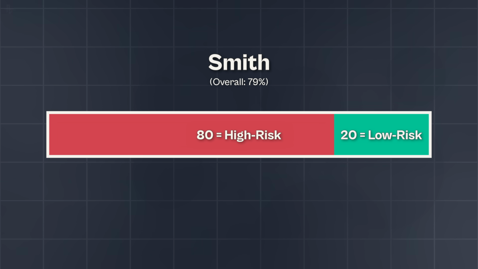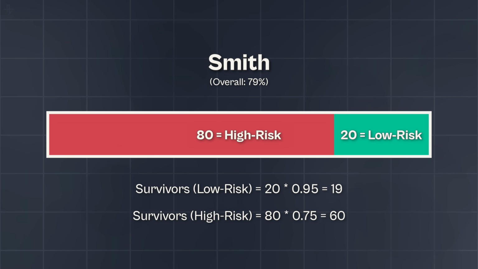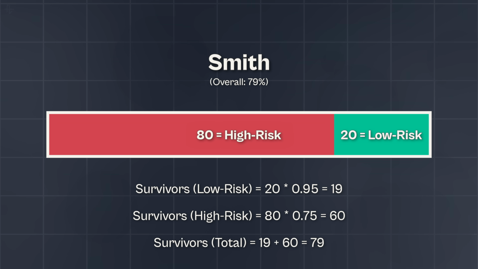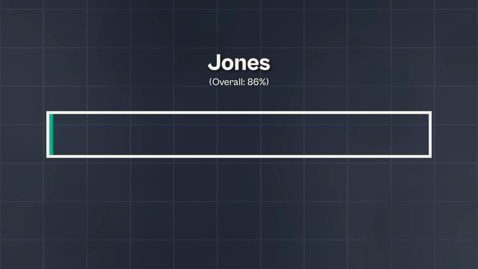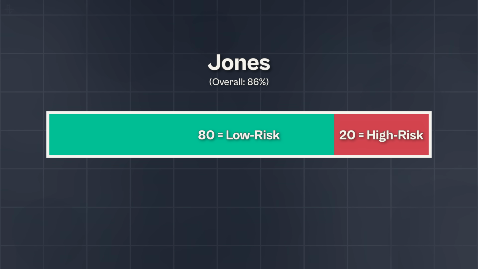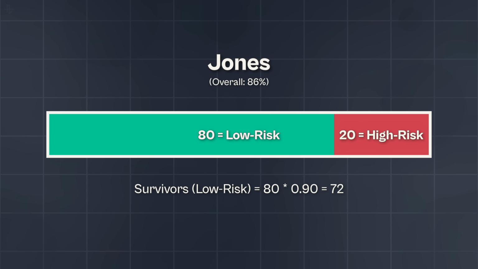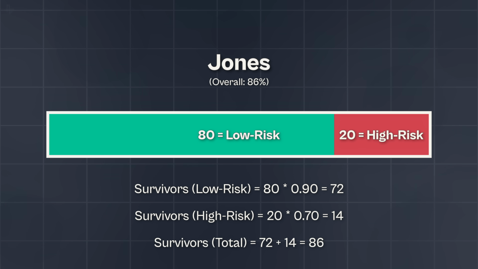Let's do the math on that. Those 20 low-risk patients at 95% success gives her 19 survivors. Those 80 high-risk patients at 75% gives her 60 more. Add them together and you get 79 out of 100. Now, Dr. Jones handles mostly straightforward surgeries. Out of his 100 patients, 80 were low risk and only 20 were high risk. So those 80 low risk cases at 90% gets him 72 survivors. The 20 high risk cases at 70% adds 14 more. Total that up and you get 86 out of 100.